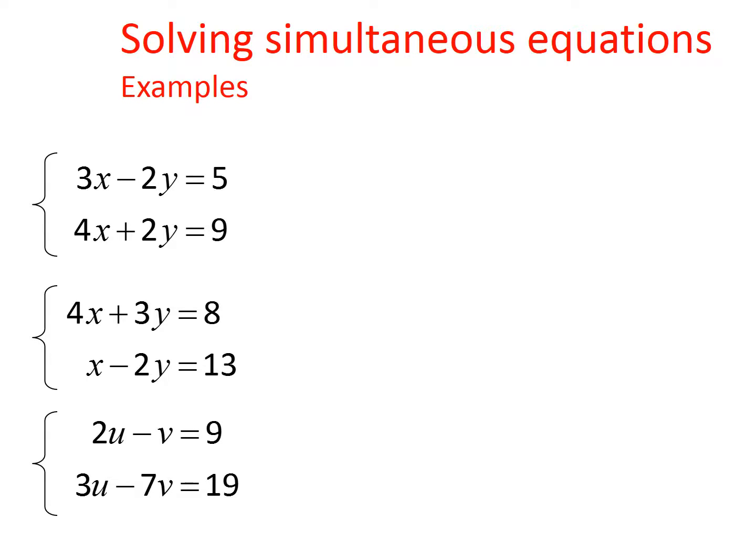So we've got 3x plus 2y equals 5 and 4x plus 2y equals 9. So we rearrange the first one.